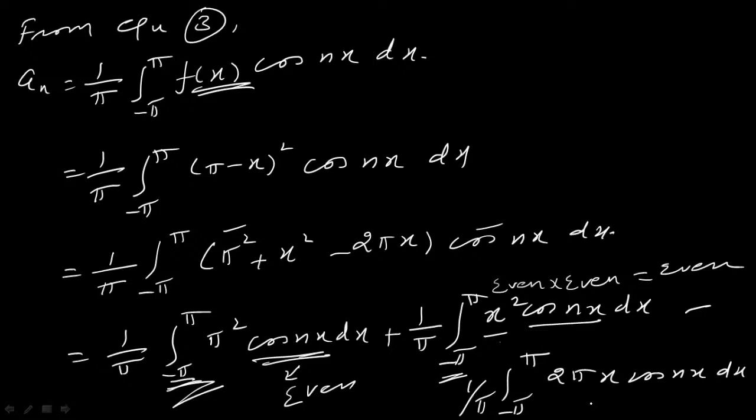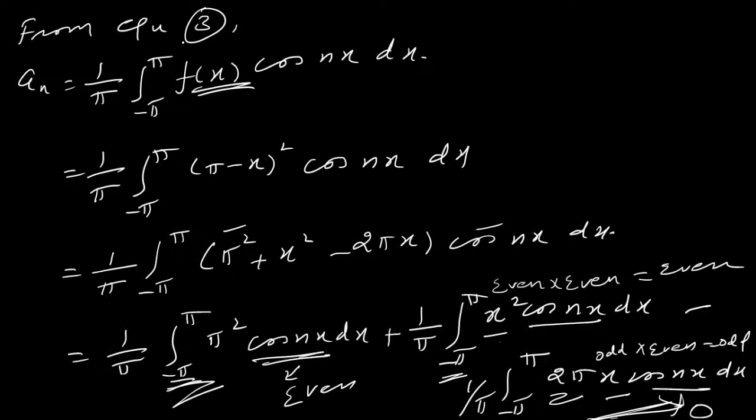Look at the third one. Here 2 pi is a constant, and you have x cos nx. X is an odd function, isn't it? Cos nx is an even function. Product of odd and even function gives you an odd function. So the value of this integral you can directly write as 0. So in the next step, the first two integrals only exist; the third one becomes 0 because that integrand is odd.